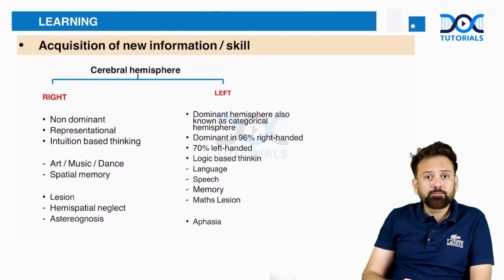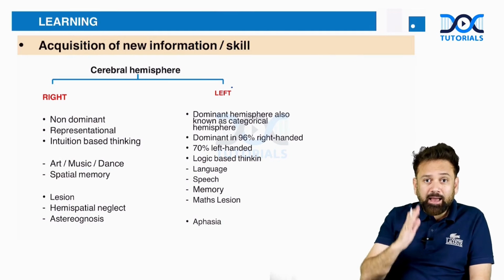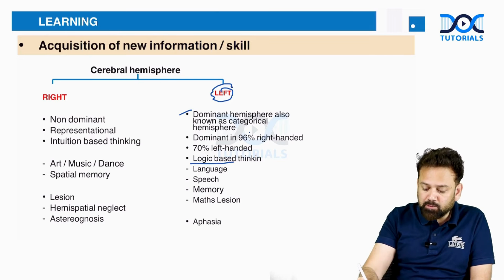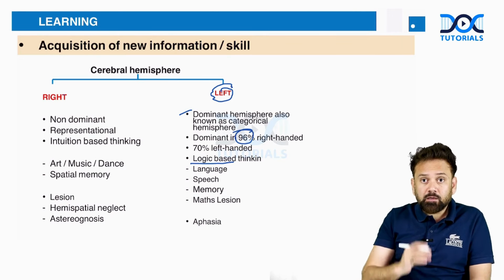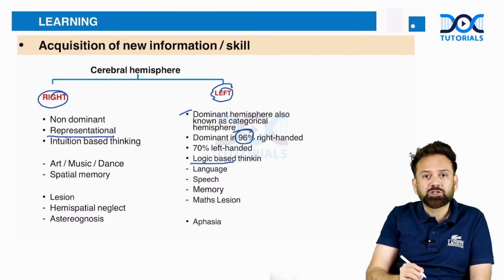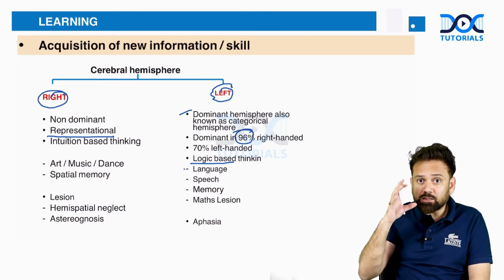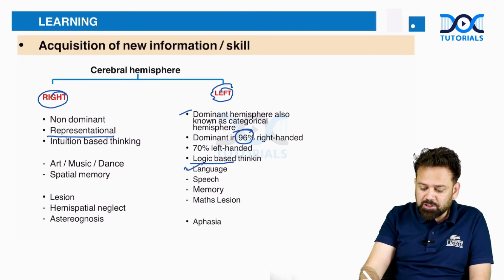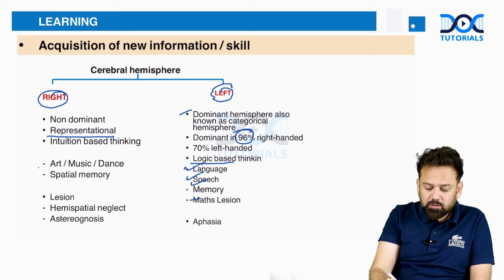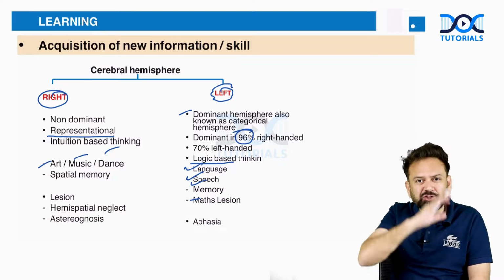Now, learning and memory. There are two parts of the brain. L for left, dominant, and L is logical brain. It is dominant in most right-handed persons. R for right, non-dominant. R for representational. So left is concerned with logic, language, speech, memory, math. Right is concerned with intuition, art, music, dance, spatial memory.